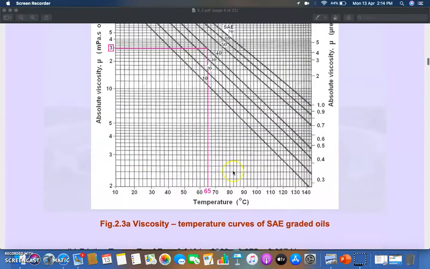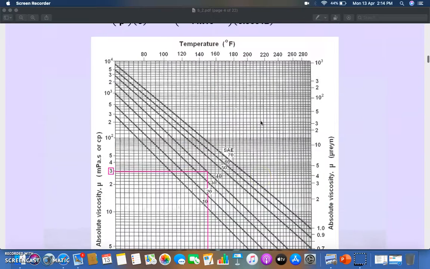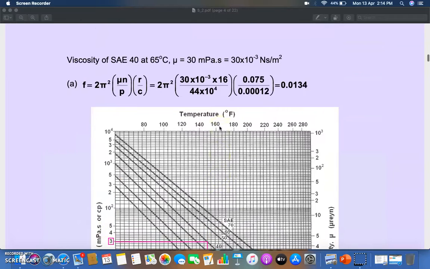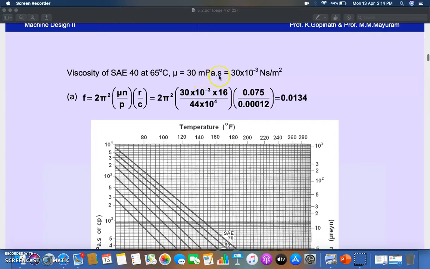Now, at the point 65, because the temperature is given as 65, we have drawn a vertical line which is going to touch the SAE 40 value (SAE 10, 20, 30, 40), and at SAE 40 we have drawn a perpendicular, a horizontal line. Then we find that it is at 3, in megapascal second, or CP, centipoise. If we convert it into Newton second per meter square, you will get a value of 30 into 10 to the power minus 3.